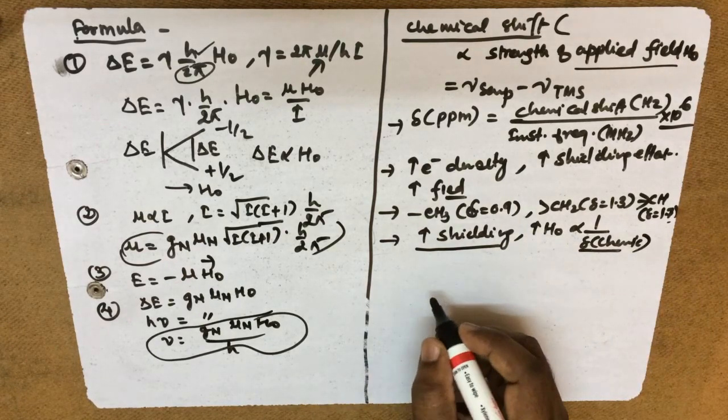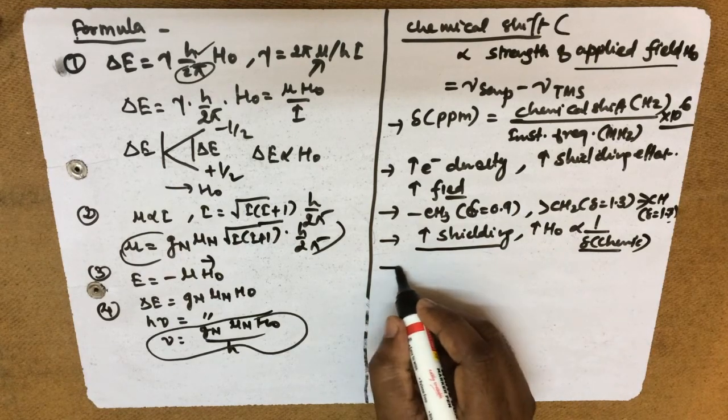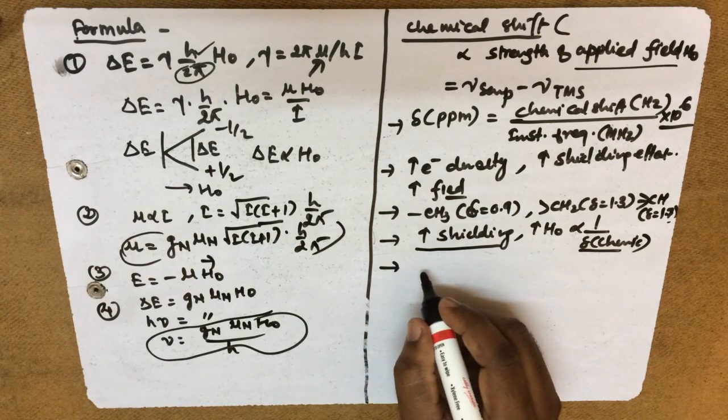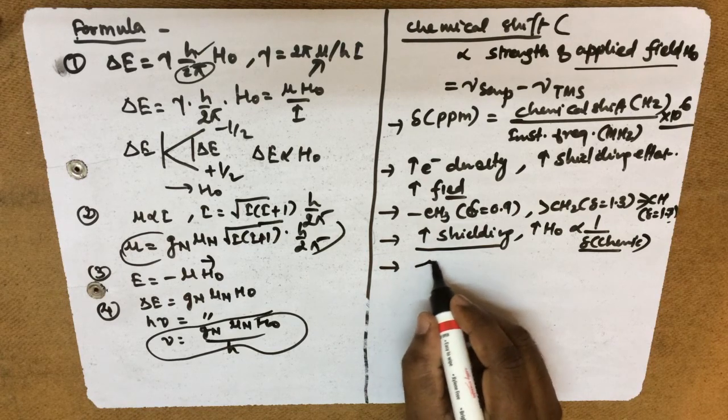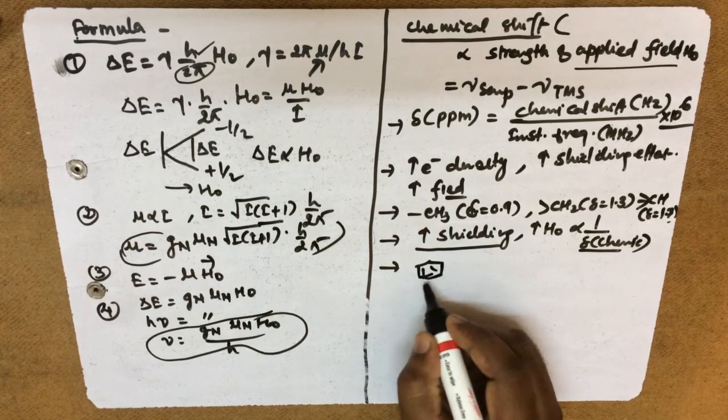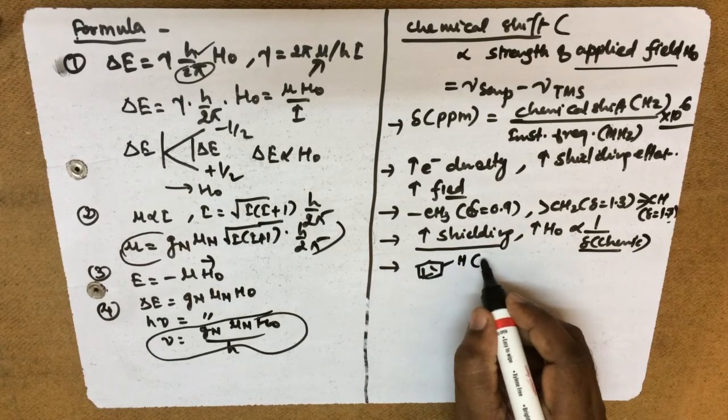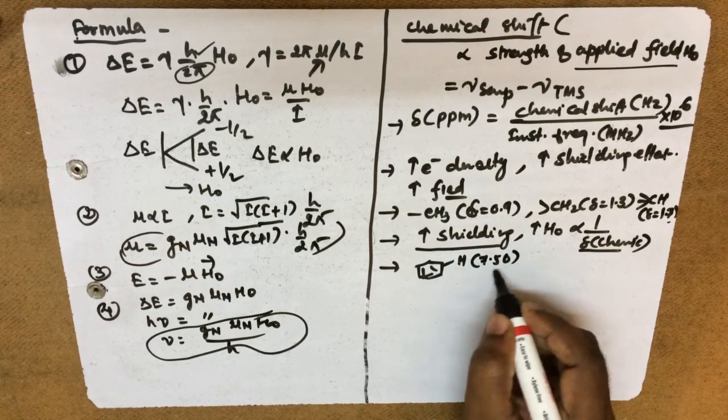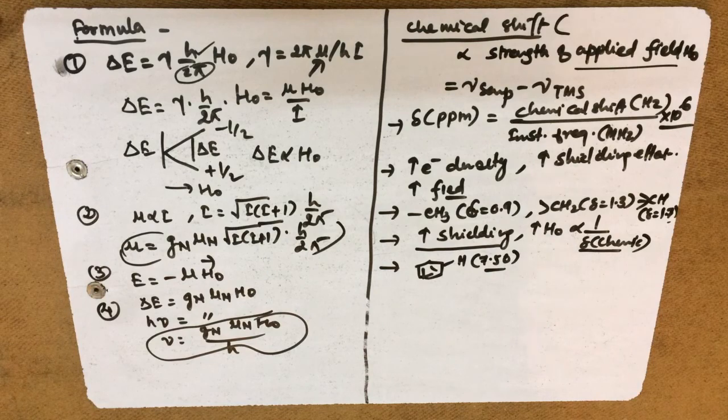And similarly, if we write the chemical shift of benzene, benzene has a chemical shift of 7.50. So these are the standard values of chemical shift which you can directly use.